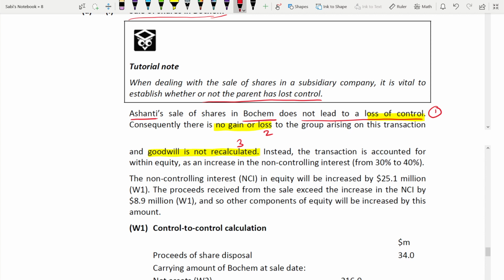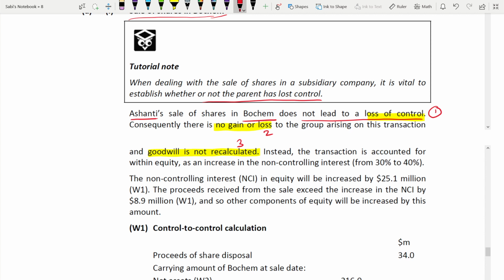Remember this always. When there is no loss of control, from subsidiary to subsidiary, it's just that the shareholding is reduced. It's like the shareholders are changing hands. It's like you're selling the shares to the NCI. How much was your NCI? Before, you were holding 70% and NCI was 30%. Now, because you have sold the 10%, that means NCI is the one buying that 10% from you. So it's just the shareholders changing hands. There is no actual transaction that has taken place. So, therefore, no gain or loss.